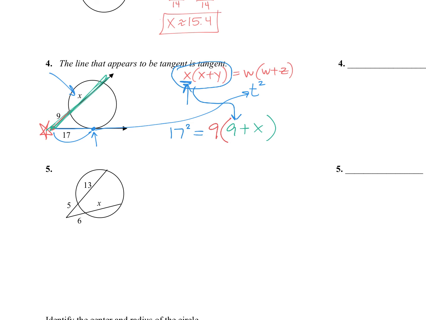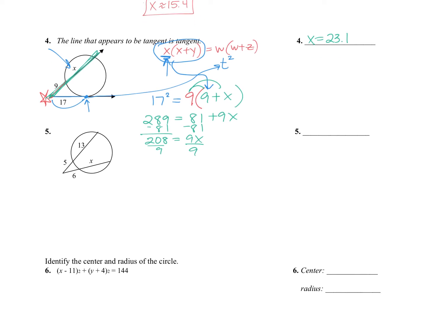Okay? So if we square 17, you get 289 equals, I feel like most people distribute this one, so we're just going to distribute 81 plus 9x. You're going to take away the 81. So 208 equals 9x, and then just divide by 9. And you get 23.1.